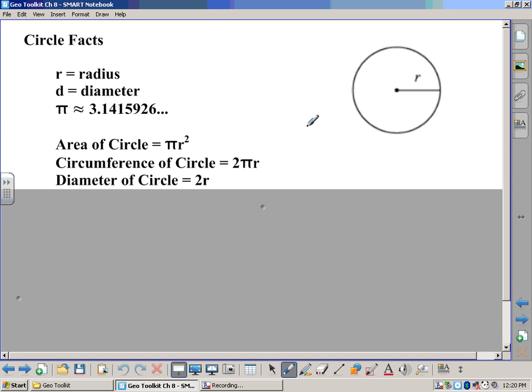Well, here we are again for another toolkit entry for Chapter 8. This one is called Circle Facts. So if you would, go ahead and draw a picture of this diagram over here.